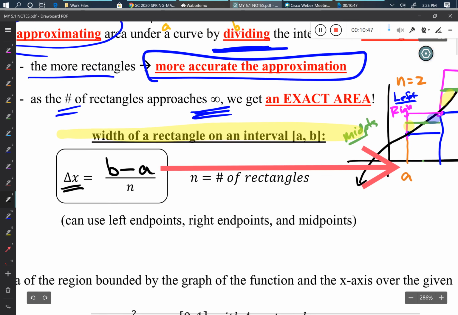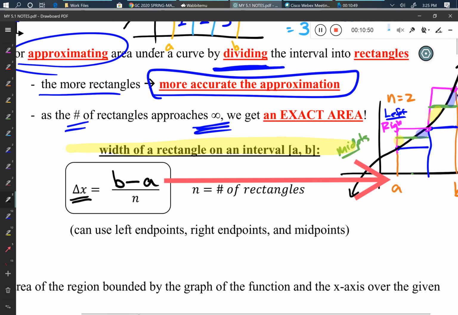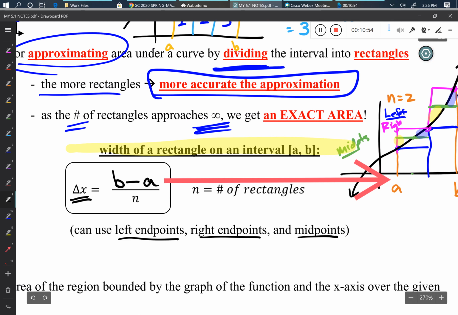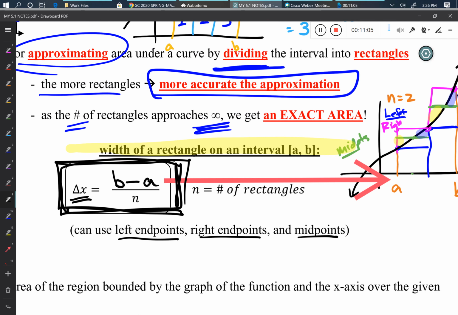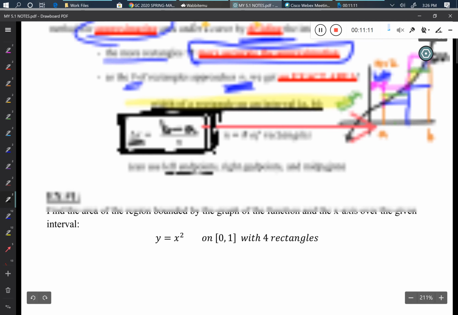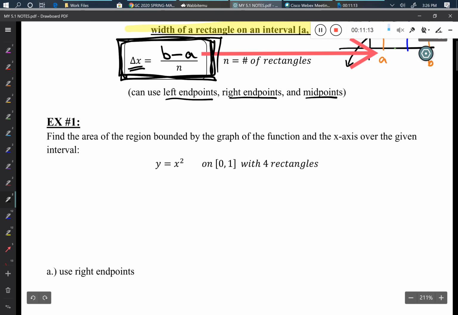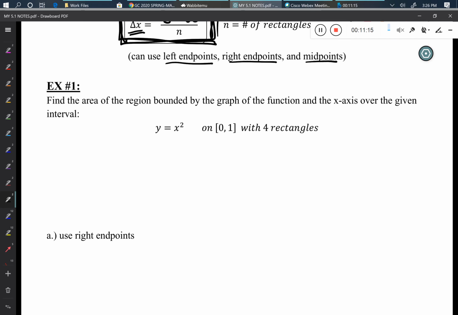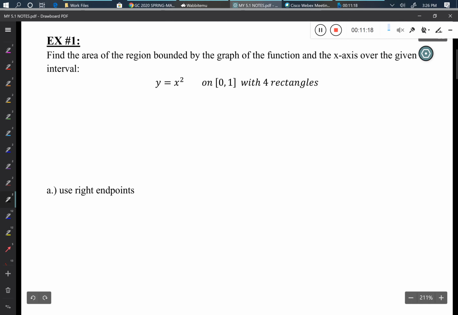Now, whether you measure the height using left endpoints, right endpoints, or midpoints, doesn't matter. It's the same formula for the width every single time. The width is always delta x, and the width is always found by b minus a divided by n. Now, I know this is a lot to comprehend, but let's take a look at an example to begin with. Maybe it'll make more sense when we put some real numbers on it.